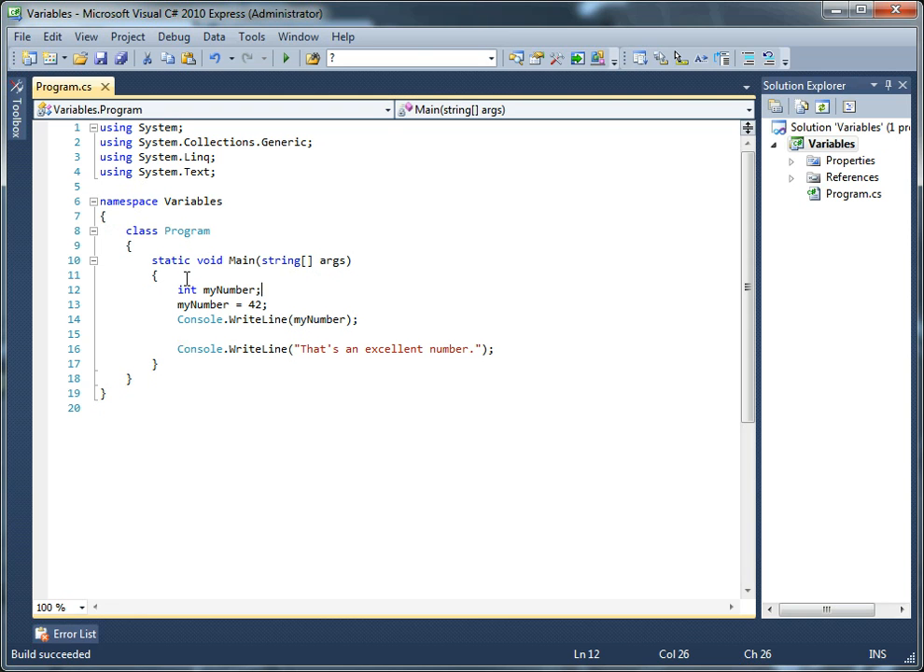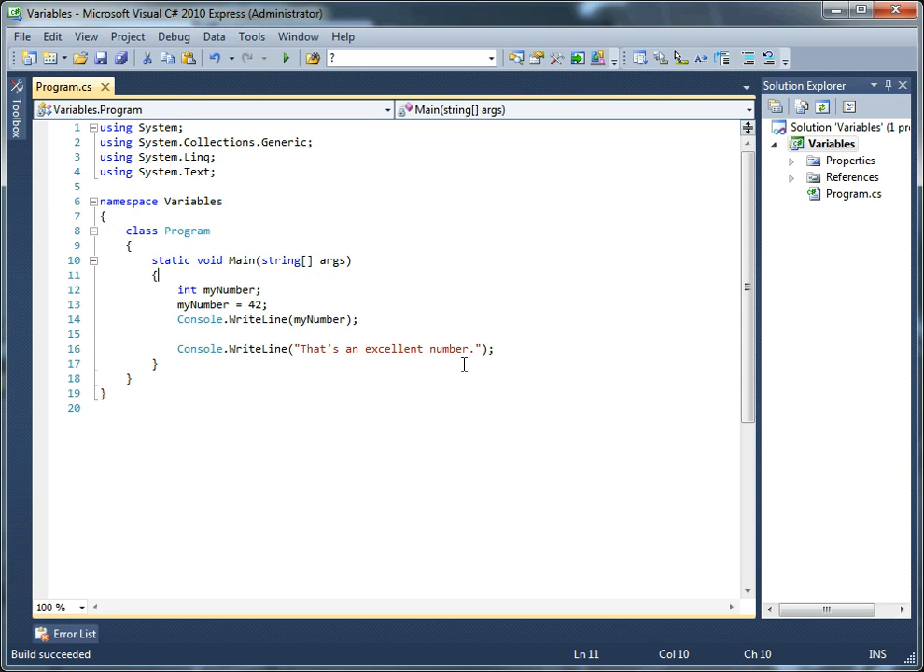We start with the data type, which in this case is int, which is short for integer, followed by a space and the name of the variable. The name of the variable is up to us with a few rules. The variable name can be anything that consists of letters, numbers, and underscores, as long as it starts with a letter or underscore and is not a reserved word. Now, a reserved word is a word with special meaning to the compiler. For example, namespace, class, static, void, string, int. Essentially anything that you see that's blue on the screen here.